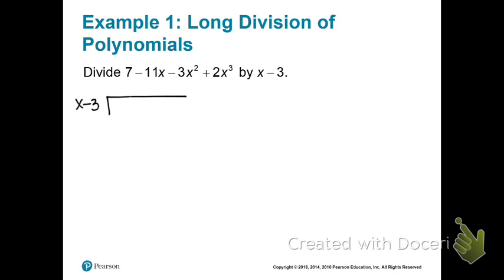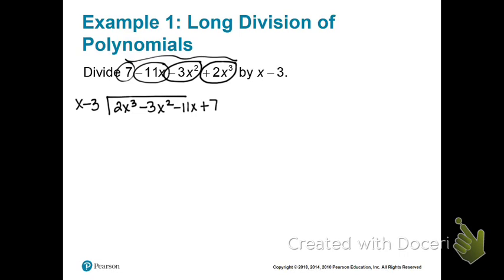So we're going to divide that into that other polynomial that's not written in descending order of its exponents. So I need to write it that way. So what is my largest exponent in this polynomial over here? The 2x cubed. The x cubed is my largest exponent, so the 2x cubed is going to go first. What's my next largest? The square, so we have a minus 3x squared. And then what's next? Minus 11x. And what's last? A positive 7. So you have to put the plus there with it.